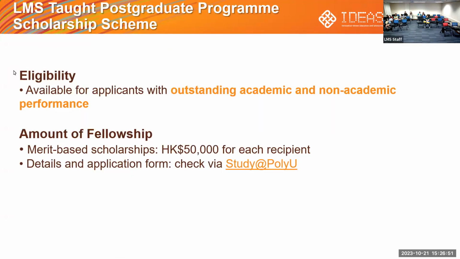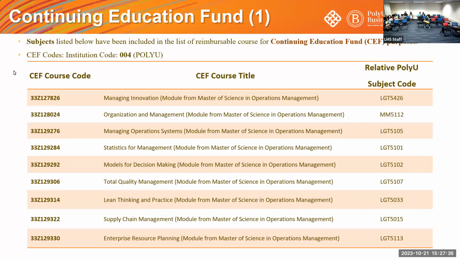And if you're good enough, you can also apply for this scholarship scheme. Even if you do not apply, we will also try to invite you to compete for this scholarship scheme, because basically it's merit based. That means if you're good enough and outstanding, you will be given this scholarship, which is 50,000 for one recipient.